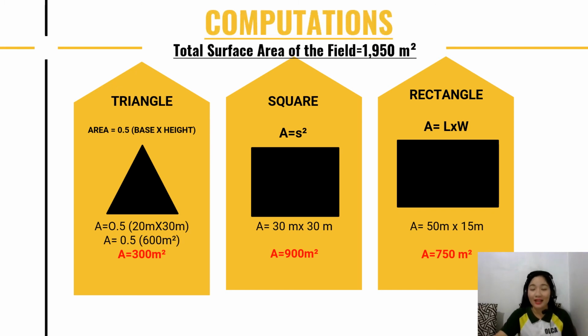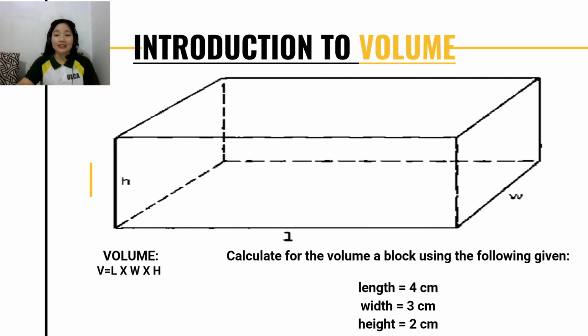All in all, the total surface area of this irregular field is 1,950 meters squared. Let's have the introduction to volume. Are you familiar with volume, class? I know that you are.